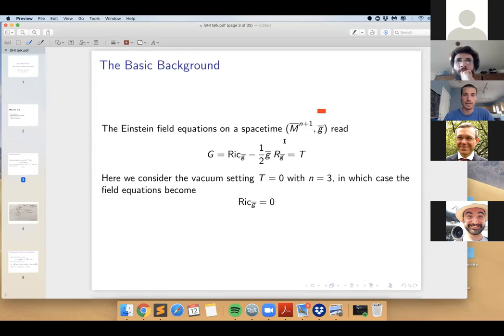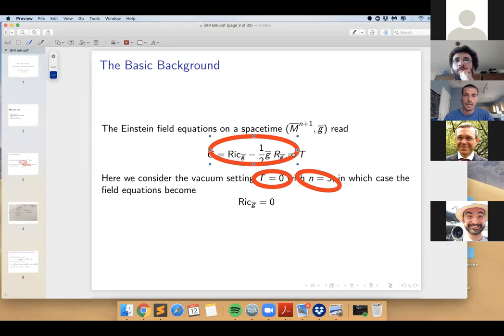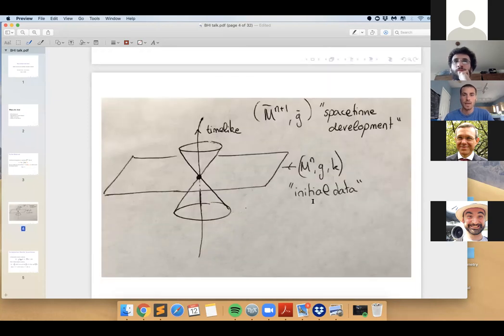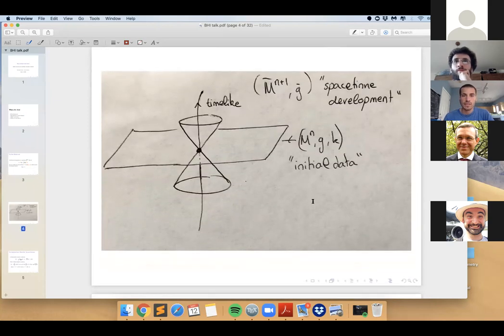So basic background, we're looking at a space-time. And on this space-time, we have the Einstein equations, and we're going to consider the vacuum setting in three dimensions. In that case, hit this equation with a g-bar, and you will get the scalar curvature being zero. Since T equals zero, that just gives you this beautiful, simple equation, Ricci equals zero. Now, that'll be the equation of this talk. To have this in mind, it's important.